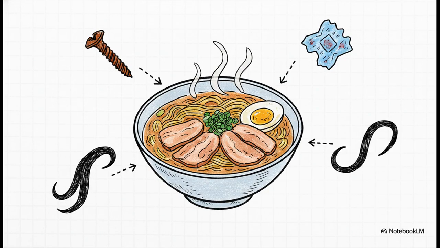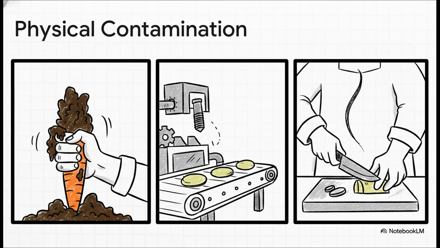Okay, so let's start with the most straightforward one, physical contamination. It is exactly what it sounds like. It's when you find something in your food that just plain shouldn't be there. And these unwanted items can get into the food at literally any stage of its journey. Could be a bit of soil still on the vegetables from the farm, maybe a loose bolt from a machine in the packaging plant, or a hair that falls while someone is cooking in the kitchen.